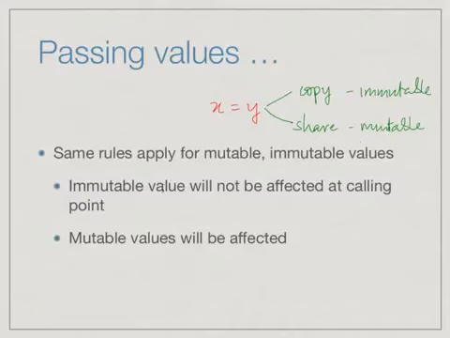So immutable values will not be affected at the calling point in our case, and mutable values will be affected. It's as though we are making an assignment between the expression or name at the calling point to the name in the function. So if the function modifies the value of that name, if it is an immutable value, nothing will happen here. If it is a mutable value, something will happen.